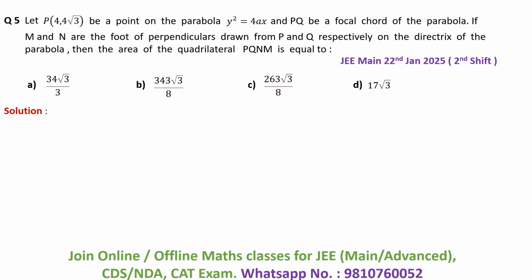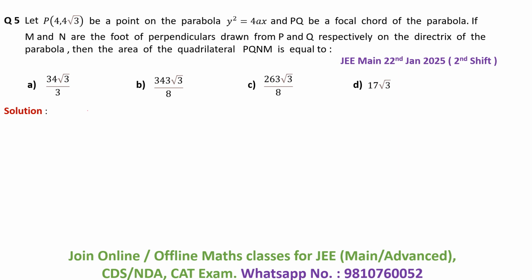Now students, this question is on parabola. It says let P(4, 4√3) be a point on the parabola y² = 4ax and PQ be a focal chord of the parabola. If M and N are the feet of perpendiculars drawn from P and Q respectively on the directrix of the parabola, then the area of the quadrilateral PQNM is equal to.